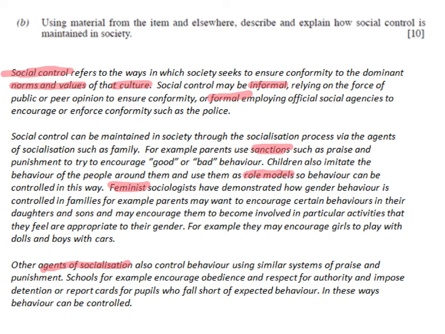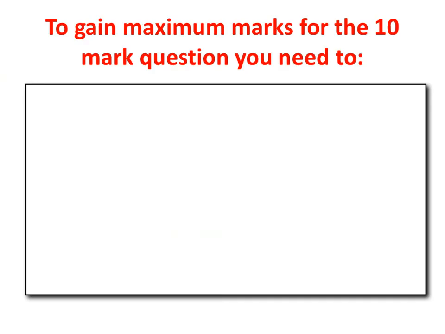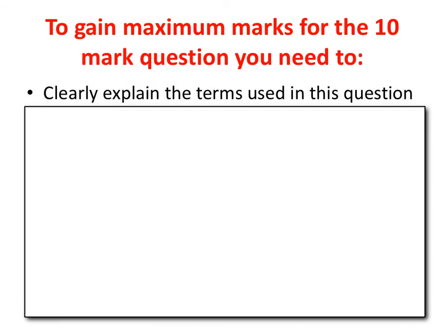However, although this is a good answer, hopefully what you've noticed is the missing ingredient is a reference to the item. And remember, this is a very specific requirement of the question, so it will always ask you to use material from the item. So bringing everything together, in order to get the best possible mark on this section of the exam, you need to make sure that your answer starts with a clear explanation of any of the sociological terms that are used in the question.